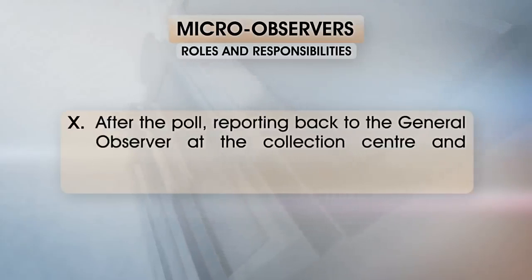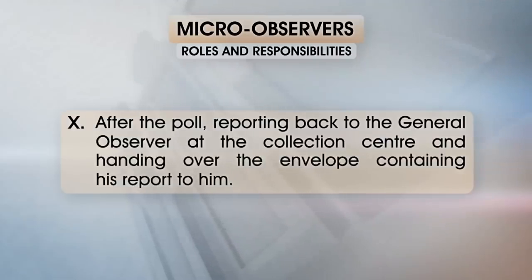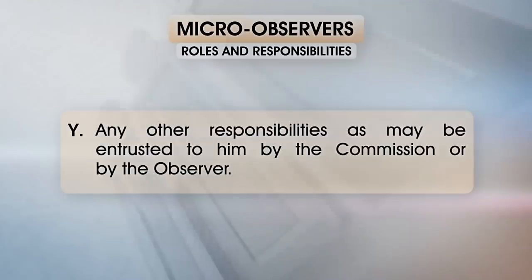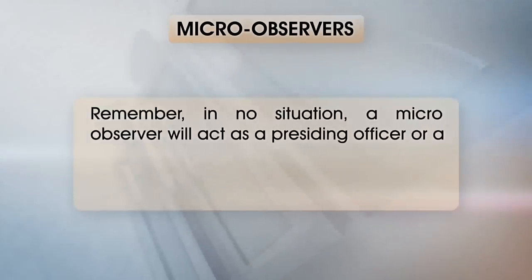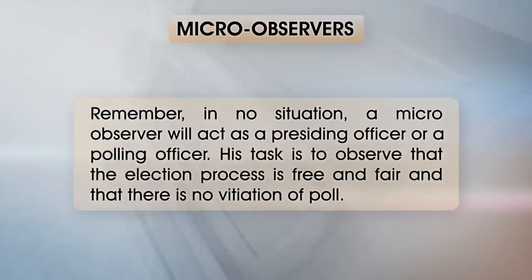After the poll, reporting back to the general observer at the collection center and handing over the envelope containing his report to him. Any other responsibilities as may be entrusted to him by the Commission or by the observer. Remember, in no situation a micro-observer will act as a presiding officer or a polling officer. His task is to observe that the election process is free and fair and that there is no vitiation of poll.